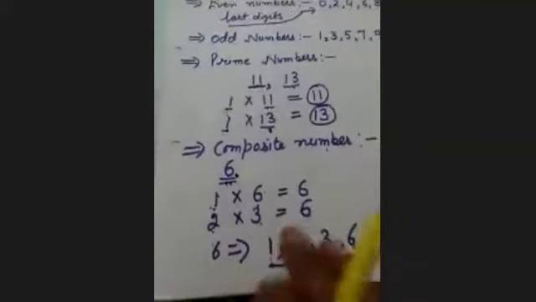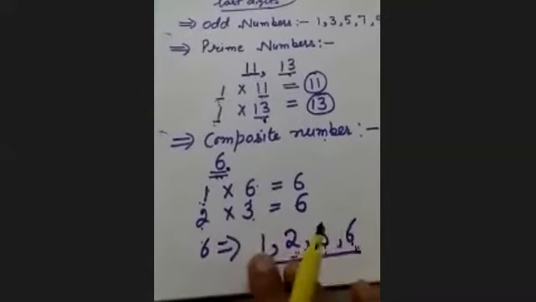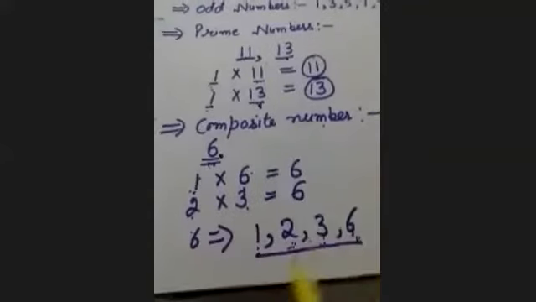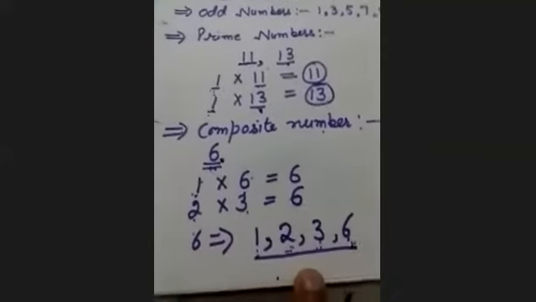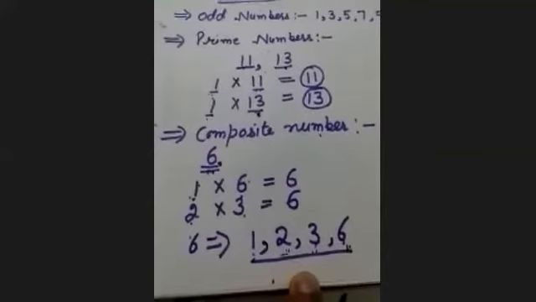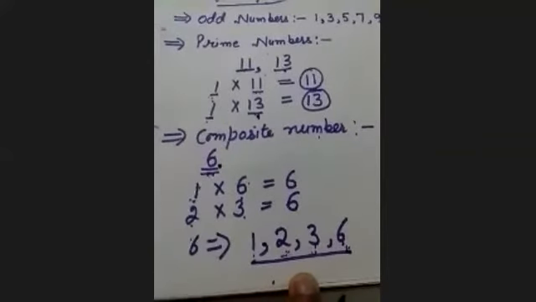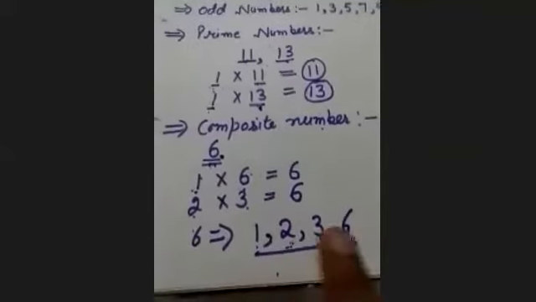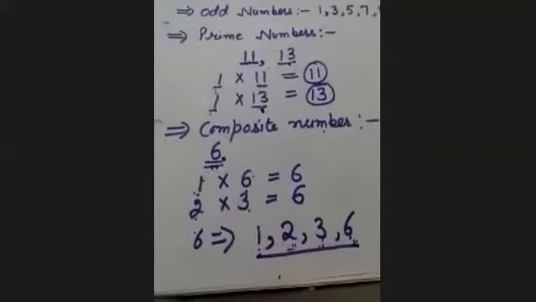And what are composite numbers? Every natural number which has more than two factors is known as a composite number. If a number has only two factors, then the number is prime. If a number has more than two factors, then the number is composite.